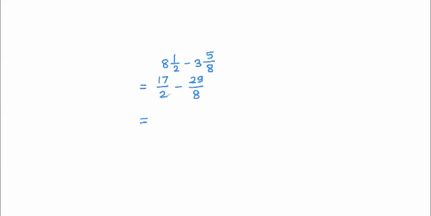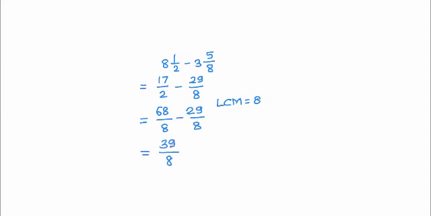We have different denominators, so we need to find the LCM. Because 8 is a multiple of 2, the LCM is going to be 8. So 2 converts into 8. 2 into 4 is 8. So 17 into 4 is 68. 17 4s are 68. Minus 29 upon 8. The denominators are the same, so in the answer also the denominator stays 8. 68 minus 29 is 39.